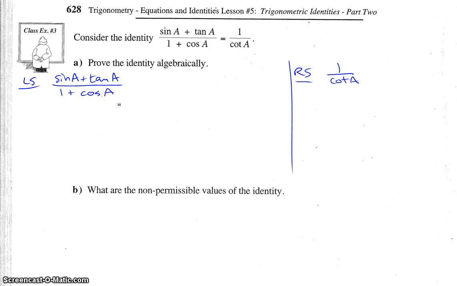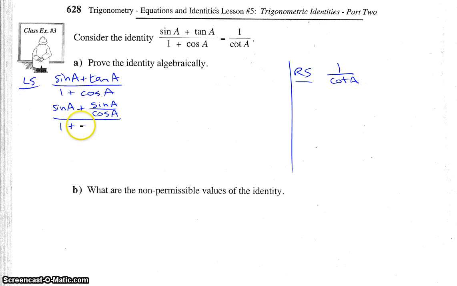Step 2, look for squared identities. Nope, I don't see anything squared. Step 3, change everything in terms of sine and cos. So we're down to our last resort. Tan, we're changing to sine A over cos A using that formula on your formula sheet.